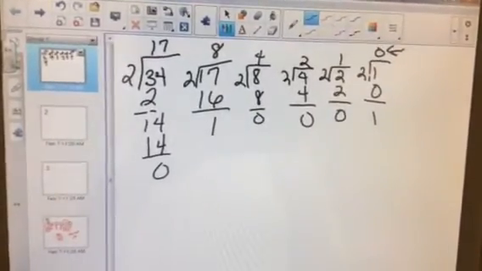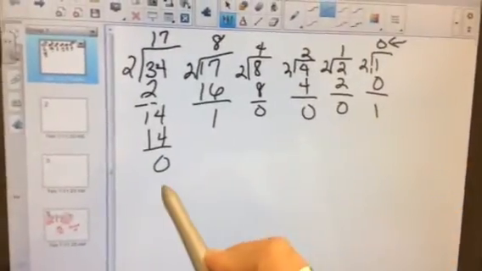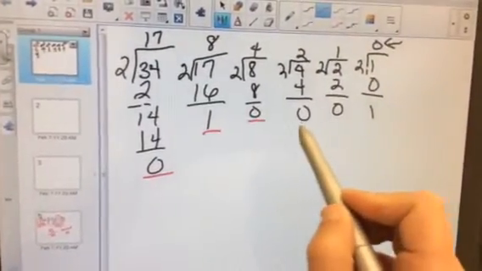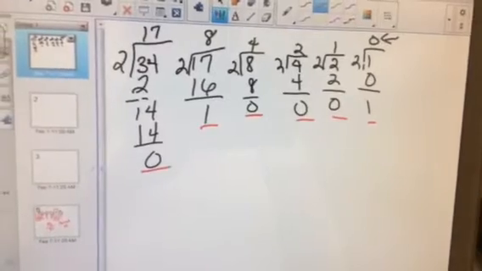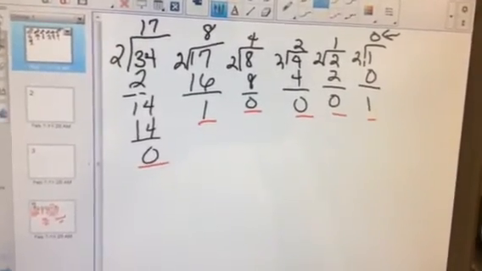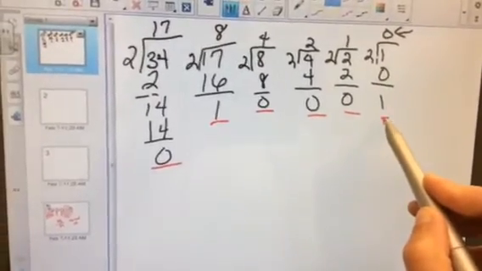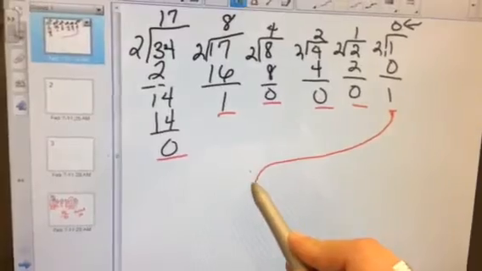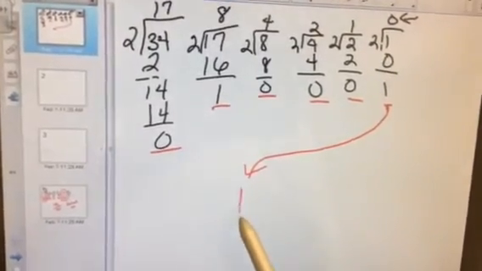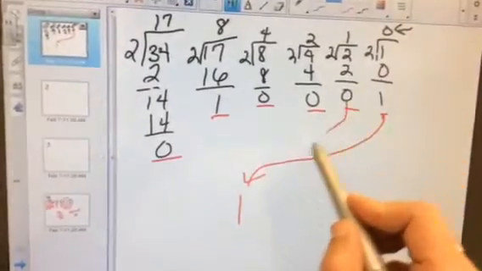So now what I'm going to do is look at these remainders. I'm looking at these remainders right here, and I'm going to do something with them. Do you notice that there are combinations of 1s and 0s? Now we're going to start with the very far right remainder, and I'm going to make it my first number of my binary number. And I move over to the left with each one of these.